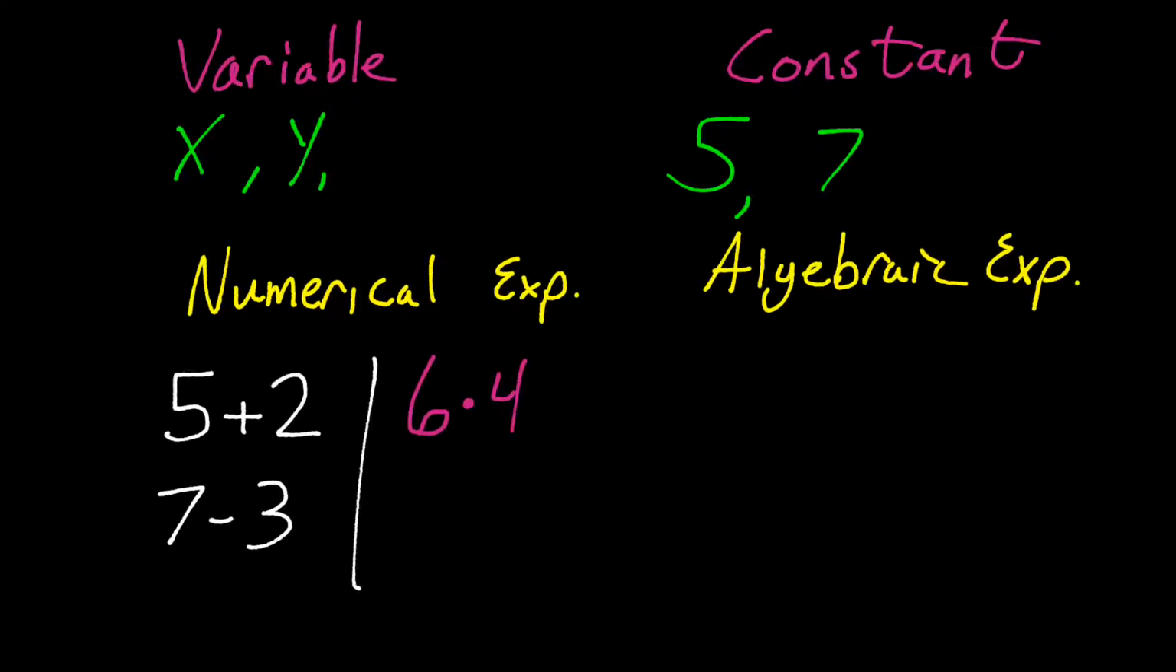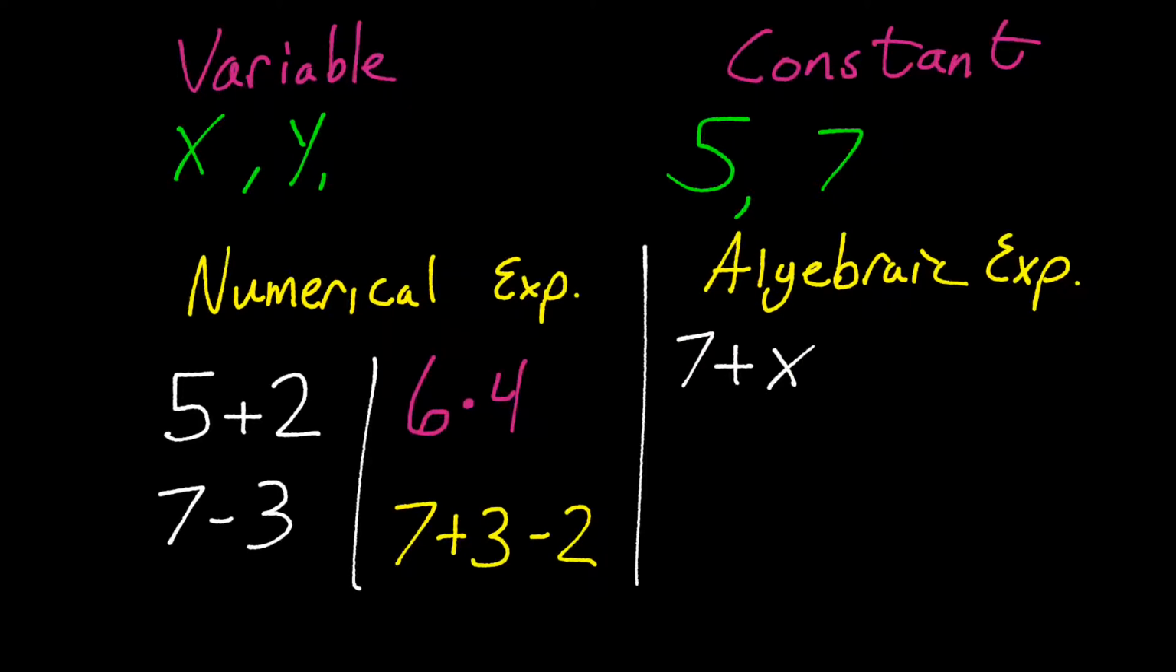And it could also be this: 7 plus 3 minus 2. I used more constants this time, but this whole expression is only made up of constants and operations. So those are numerical expressions. Algebraic expressions are similar. The main difference here, we are going to have a variable. So it could be 7 plus x. We don't know what x is though.